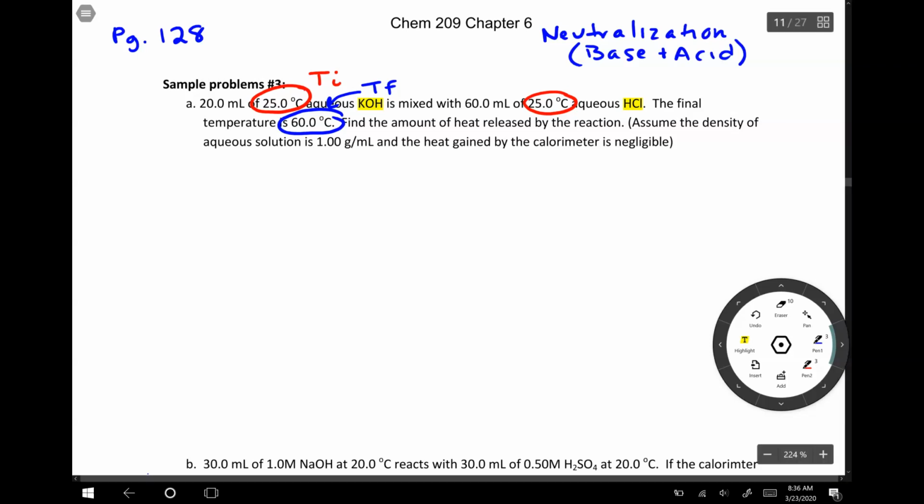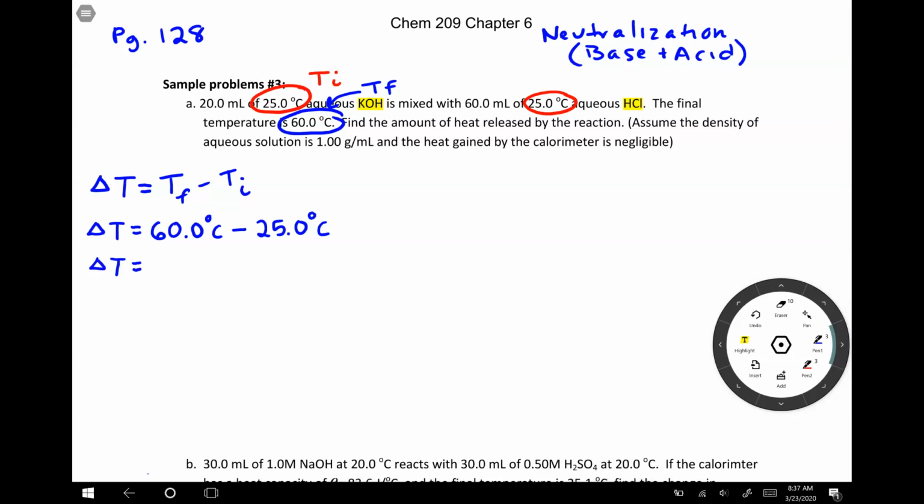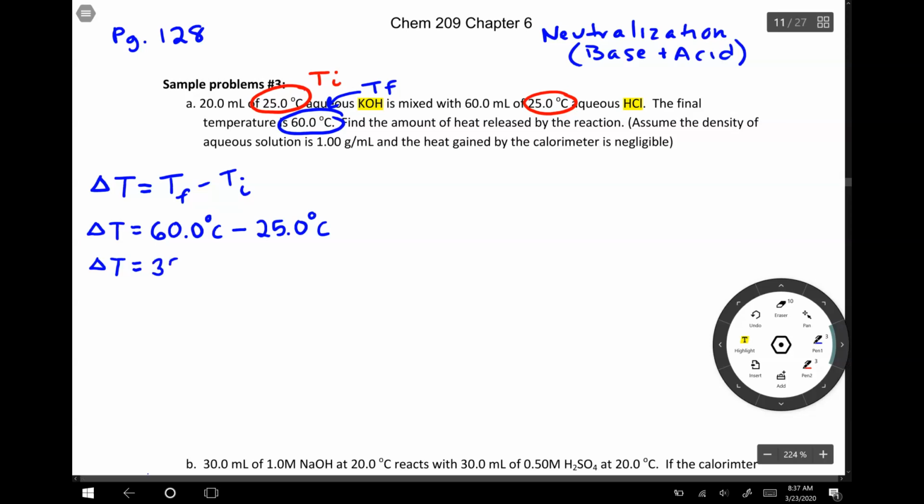Now I can tell, because I'm going to look at delta T is equal to T final minus T initial. That delta T for this chemical reaction is going to be 60.0 degrees Celsius minus 25 degrees. My delta T inside this coffee cup is going to be that difference there. It's going to be 35.0 degrees Celsius.